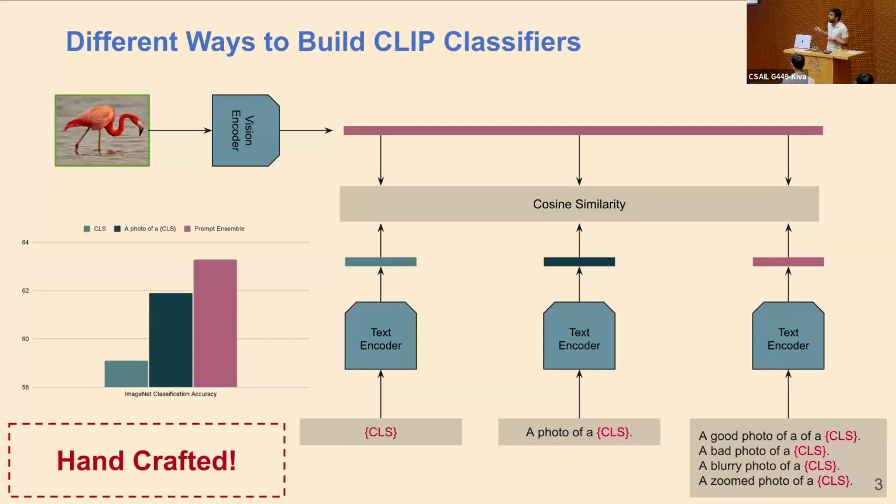But where's the problem? The problem is that these templates were handcrafted. For example, "a good photo of a," "a bad photo of a," etc. Somebody sat down, maybe it was Alec Radford himself, and wrote these templates. But now, in this age, we want to move away from these handcrafted templates, because we have tools, maybe you've heard of them, large language models.